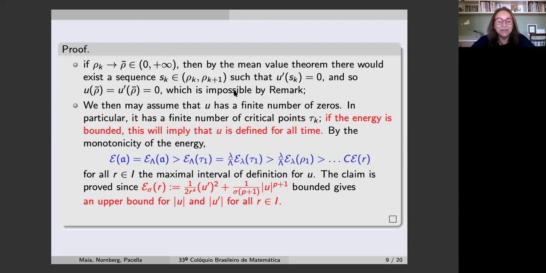We then may assume that u has a finite number of zeros. In particular, it has a finite number of critical points, tau_k, between these zeros. If the energy is bounded, this will imply that u is defined for all time, because then the ODE has a nonlinear term which is bounded and then the solution will exist for all time.